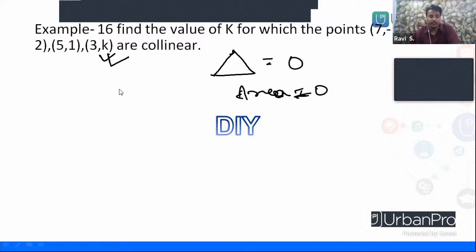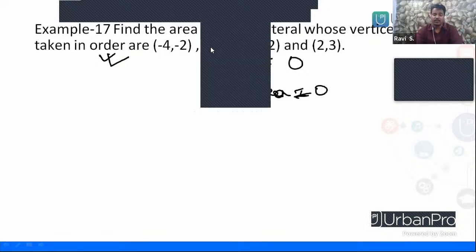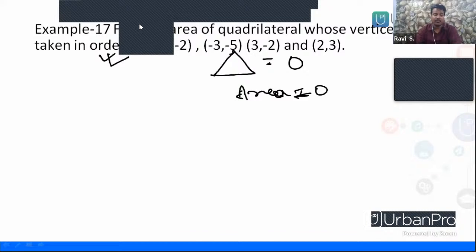Now let's see the next question, that is example number 17. Find the area of the quadrilateral. What is the taken order? You all know, guys, if there is a quadrilateral, we can divide it into two triangles, right? We can divide the quadrilateral into two triangles now.